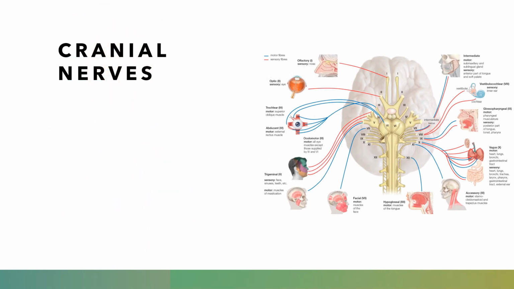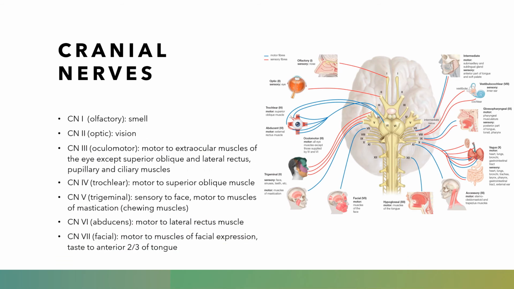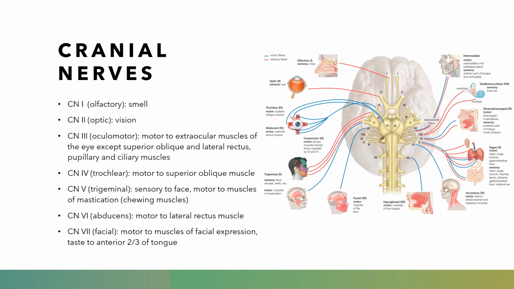Now let's look at the cranial nerves in a little more detail, and please refer to this diagram to help you learn the functions a little better. So we have cranial nerve 1, which is your olfactory nerve, which is responsible for smell. Cranial nerve 2 is your optic nerve. That's responsible for vision. So number 2, your eye, optic nerve, vision.